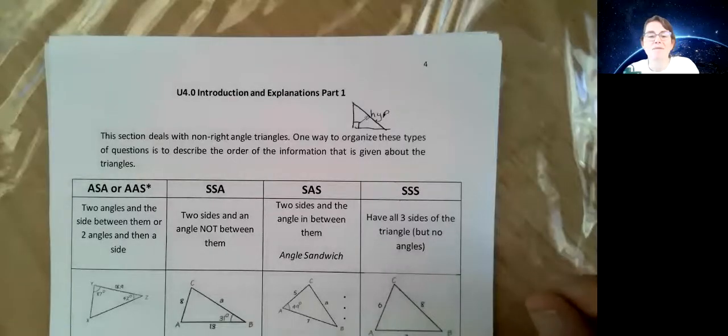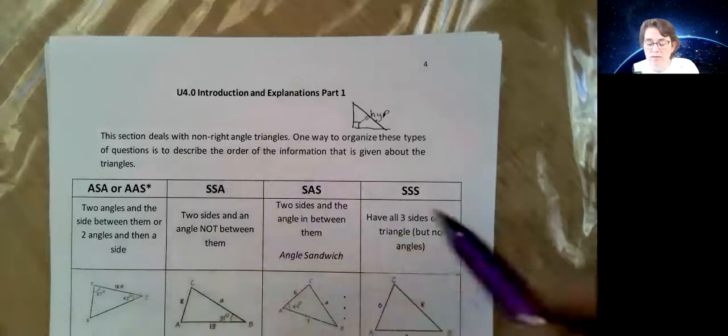Hi there, this is video U 4.0, Introduction and Explanation of Trigonometry. This whole chapter is all about triangles, but what's different is it's looking at non-right angle triangles.